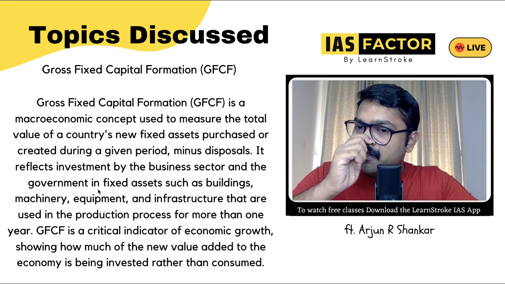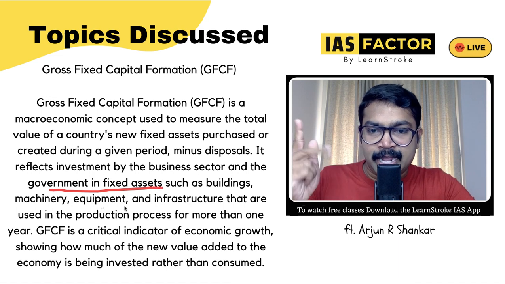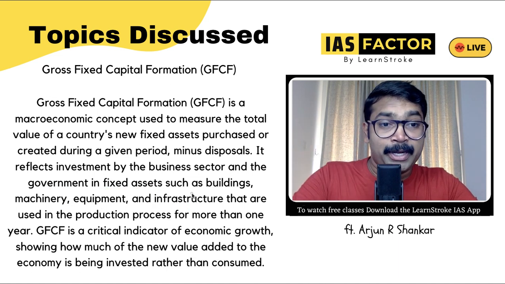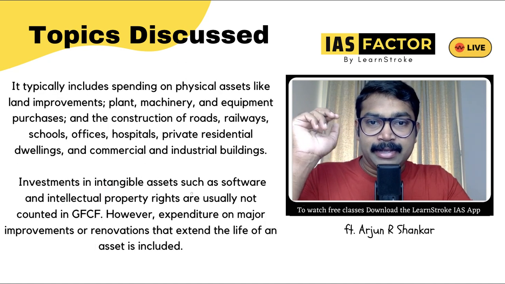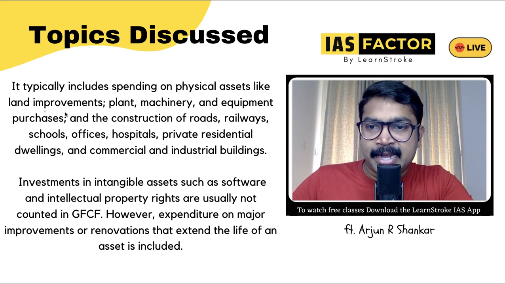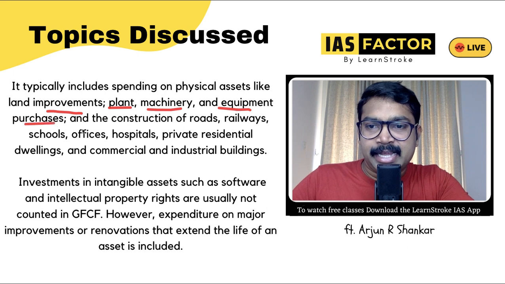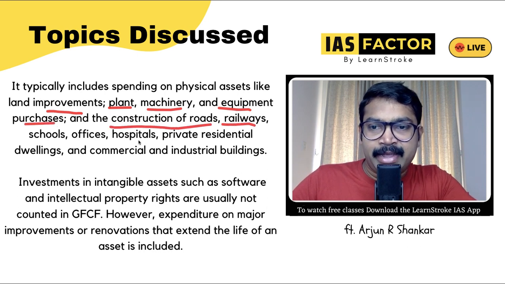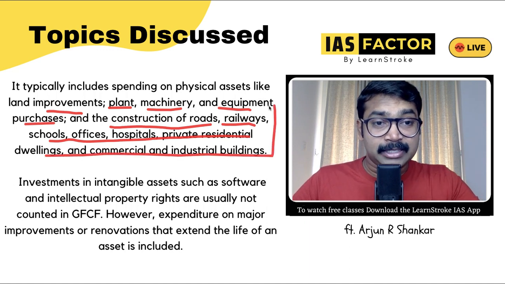So where do you invest? Government in fixed assets such as buildings, machinery, equipment, infrastructure, etc. That is to be noted here. So that is something that we have to understand. GFCF typically includes spending on physical assets like land improvements, plant, machinery, equipment purchase, construction of roads, railways, schools, offices, hospitals, private residential dwellings, commercial and industrial buildings. So all this can be asked in the prelims also.